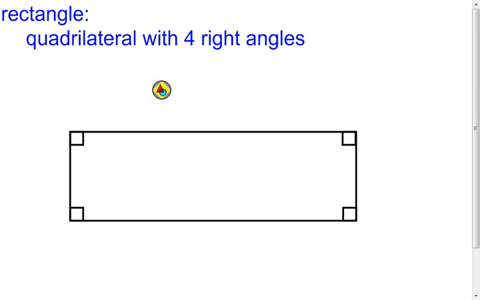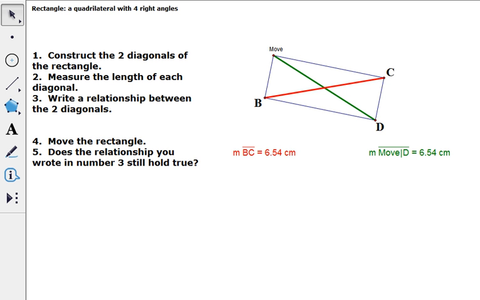Now what we're going to look at is one of the properties of a rectangle, and I'm going to go to Sketchpad and take a look at that. And the property that we're going to look at is how the diagonals are related.